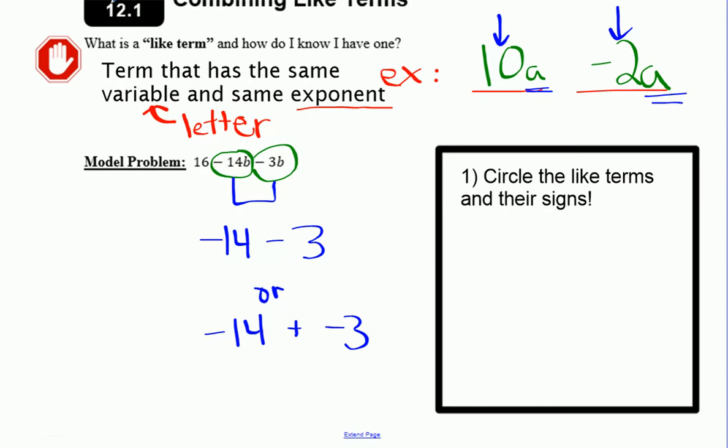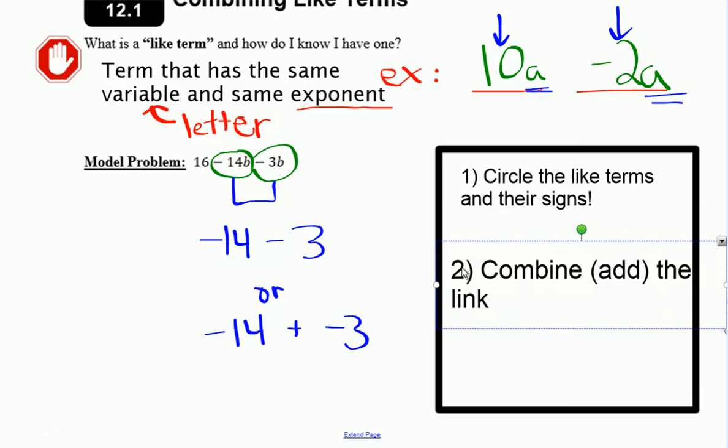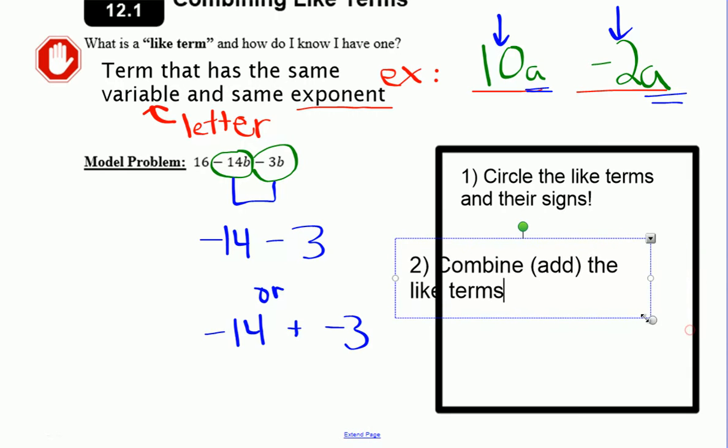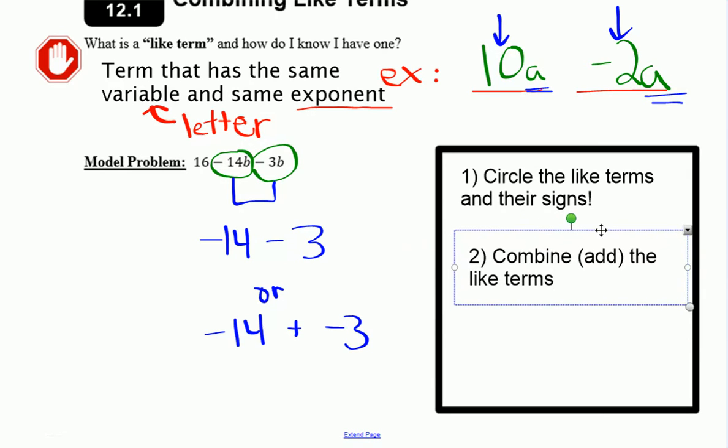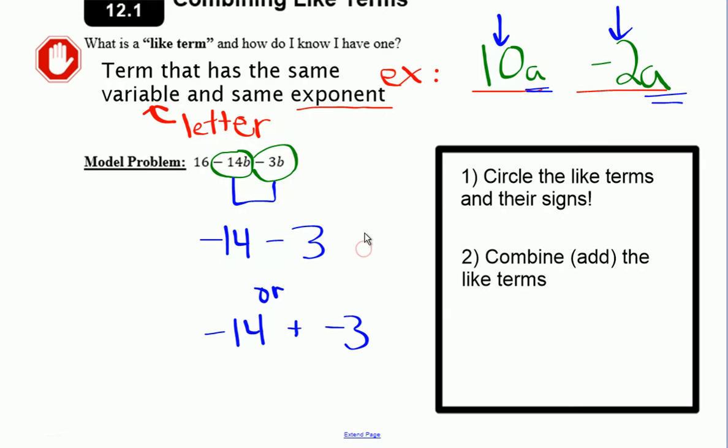So I'm going to write that in my step number 2. Step 2 is combine, and I can write add the like terms. Add or combine the like terms. Once I combine them, in my calculator, this gives me negative 17. So I'm going to write negative 17, but, ooh, that's terrible, sorry.